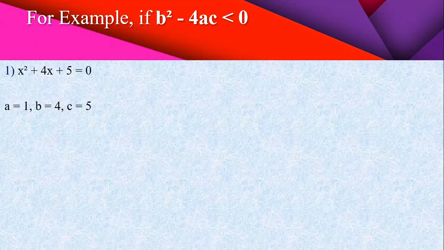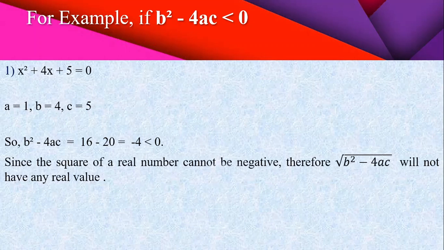Now look at the next example. X square plus 4x plus 5 equal to 0. Here a is 1, b is 4 and c is 5. So b square minus 4ac equals to 4 square 16 minus 4 into 5 20. 16 minus 20 is minus 4, which is less than 0. Since the discriminant is less than 0, the given quadratic equation does not have any real roots.